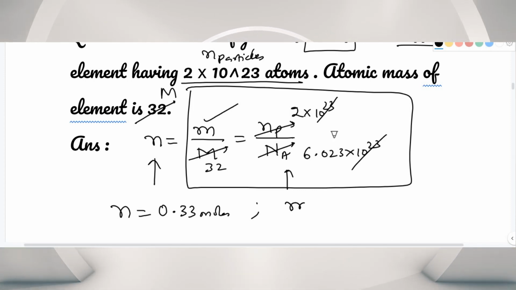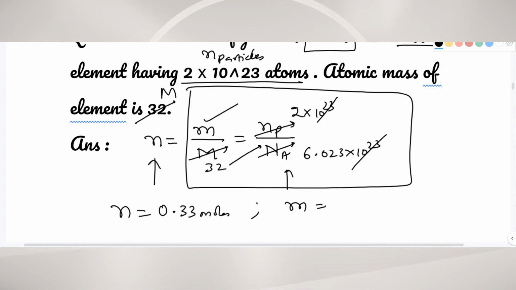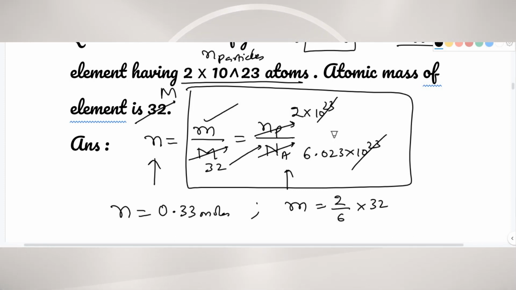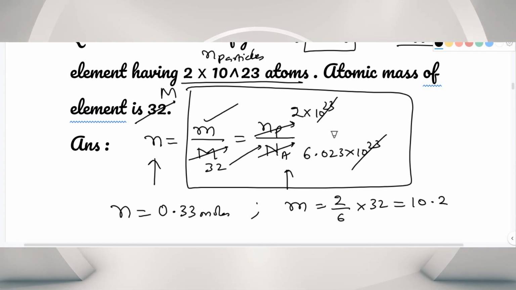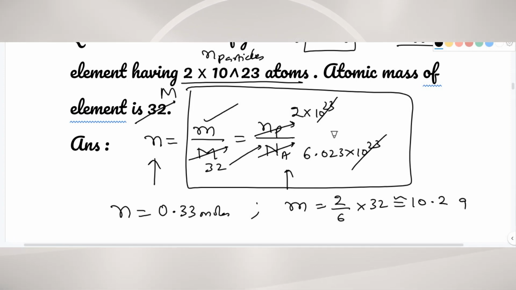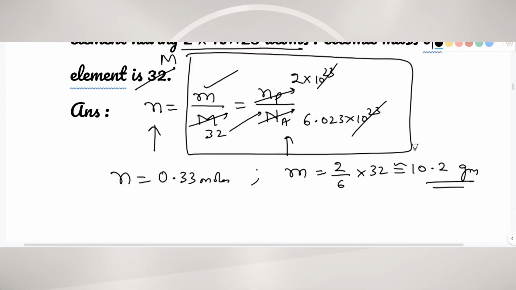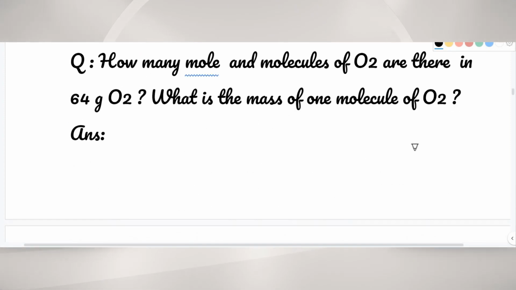Second part, the answer is mass. So you just do a simple cross multiplication. That was 2 by 6 approximately times 32. So you can do 1/3 of 32. 1/3 of 32 is 10.2, approximately this many grams. Remember grams. Always don't fall into the AMU trap. So that's very clearly grams.